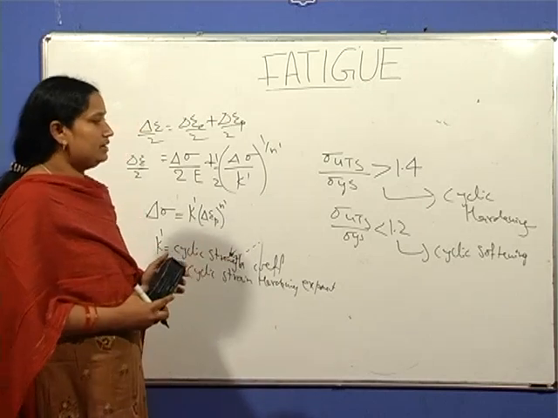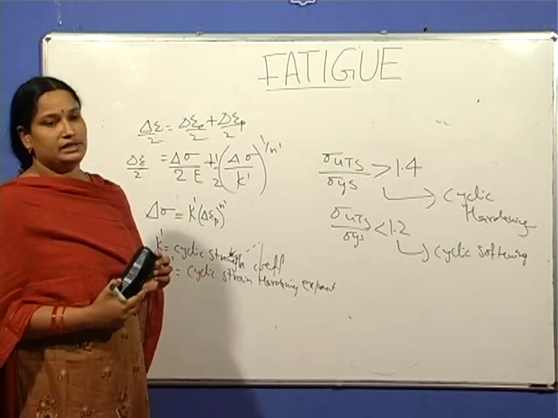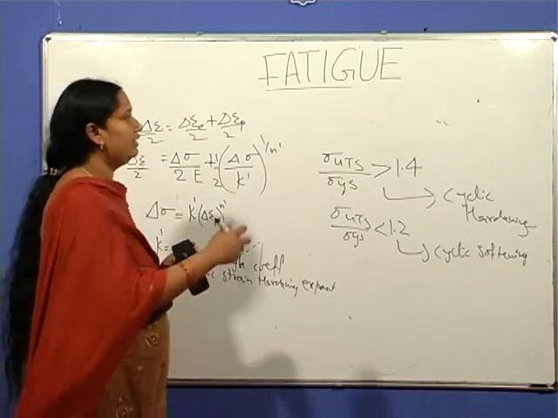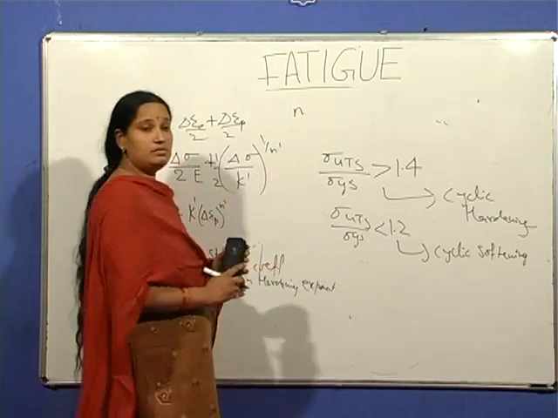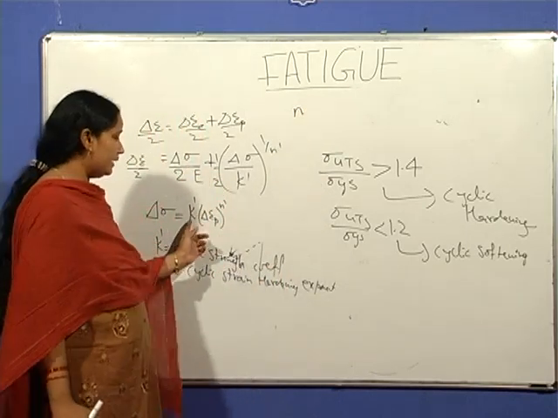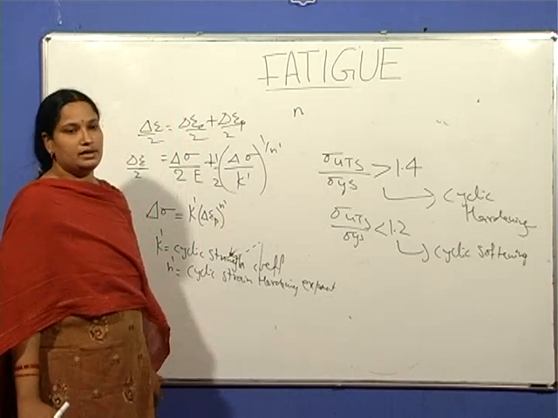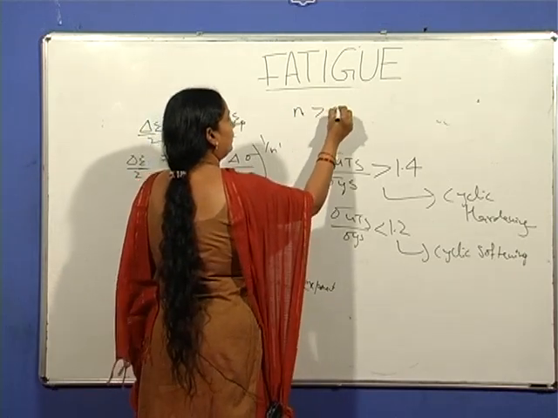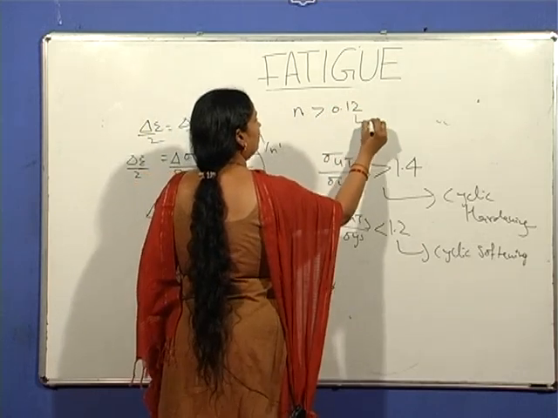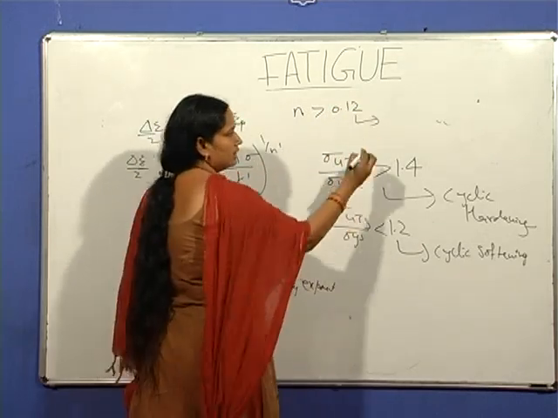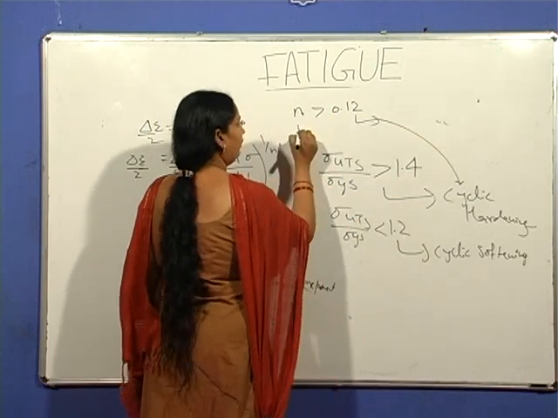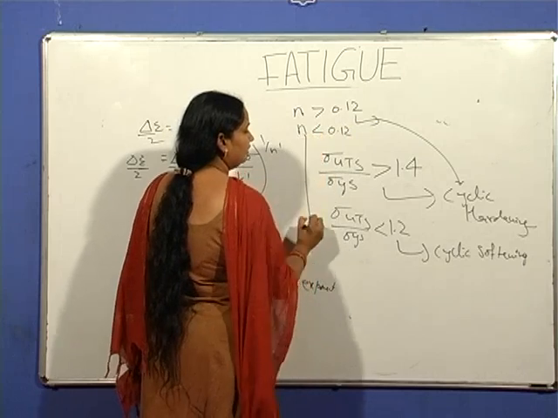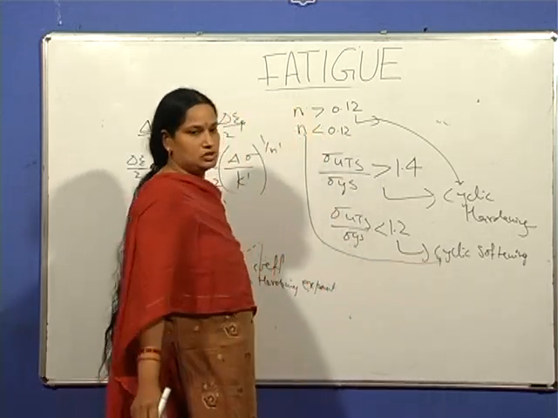The cyclic hardening and cyclic softening can also be related to the monotonic strain hardening exponent, that is n. So n is for the monotonic strain hardening exponent and n prime is for the cyclic strain hardening exponent. If n is greater than 0.12, then the material will undergo cyclic hardening. If n is less than 0.12, then the material will undergo cyclic softening.